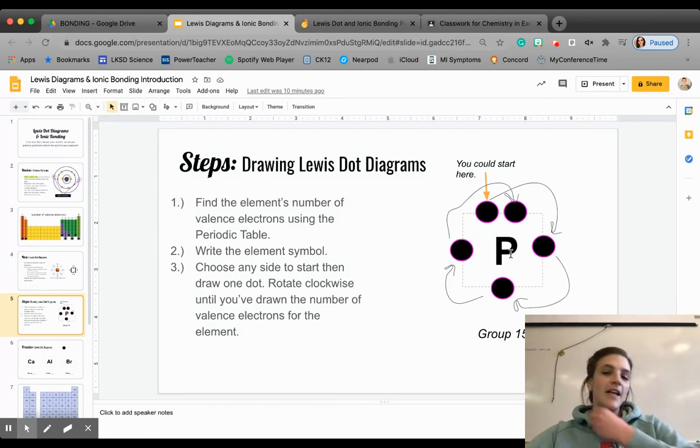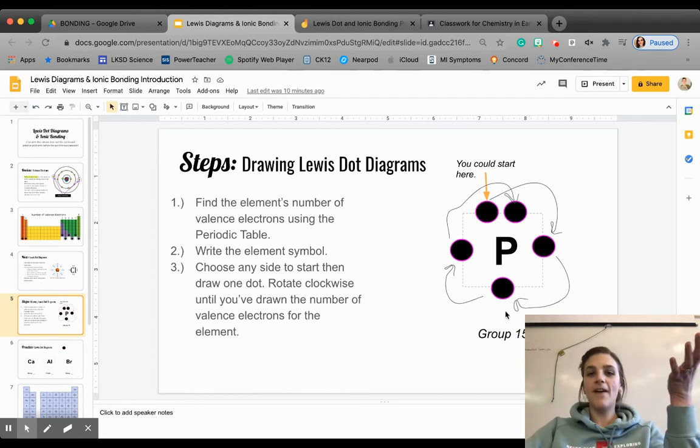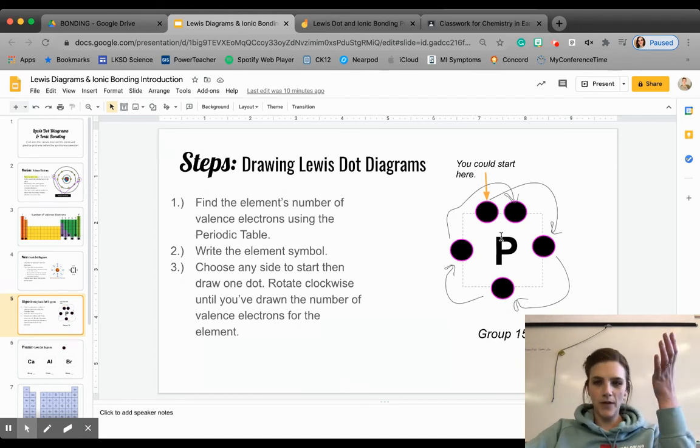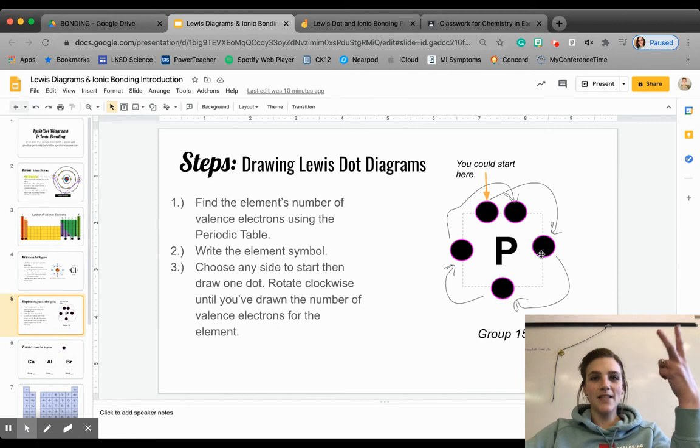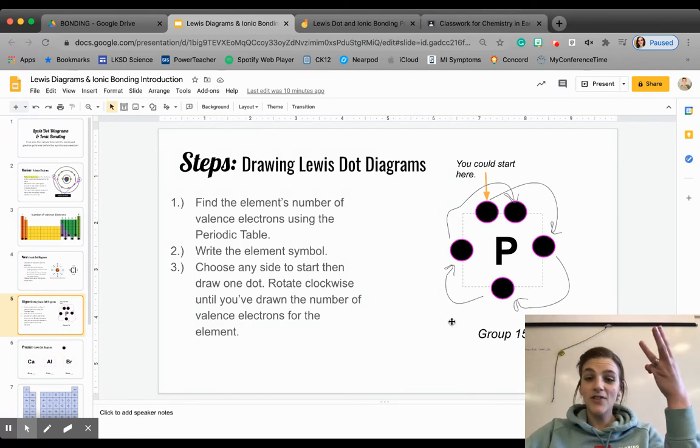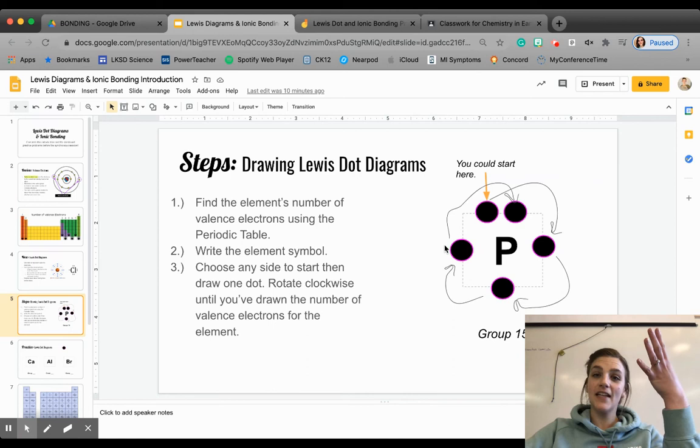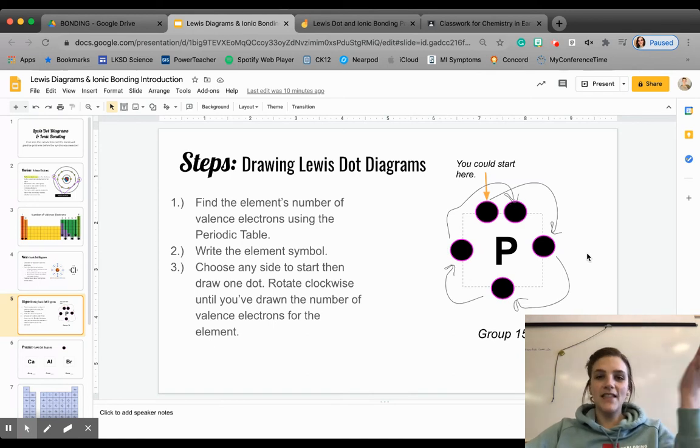So if we're looking at phosphorus, phosphorus is in group 15, which means it has 5 valence electrons. So I'd write the P for phosphorus. I would start here. I'd place my 1st valence electron. I'd go to the next side, I'd place my 2nd valence electron. Go to the next side, there's my 3rd valence electron. Go to the next side, there's my 4th, and then I can start doubling up. I return to that original side, I place my 5th valence electron. Now that's the Lewis dot diagram for phosphorus.